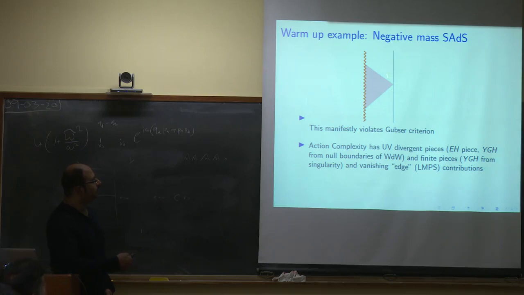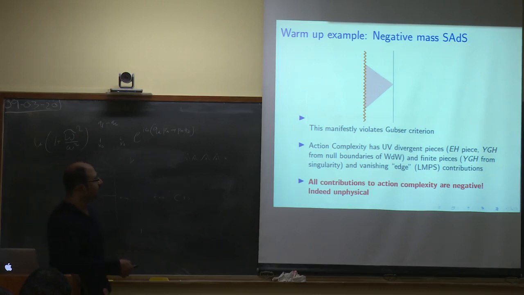There are edge contributions as well, which are vanishing. So what turns out is that each individual piece, although divergent, is negative. So indeed, they're unphysical. If you compute the complexity for this kind of region, all the contributions turn out to be negative. So negative mass Schwarzschild is indeed unphysical, and in complexity, we also have reason to believe that complexity is supposed to give you the number of states. If it's a negative number, then there is something really unphysical about the system.